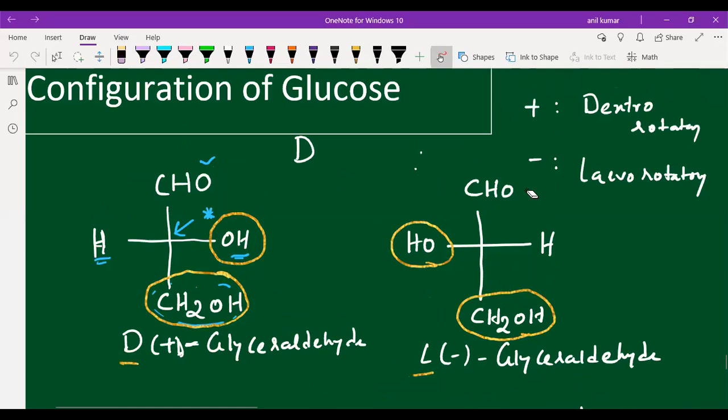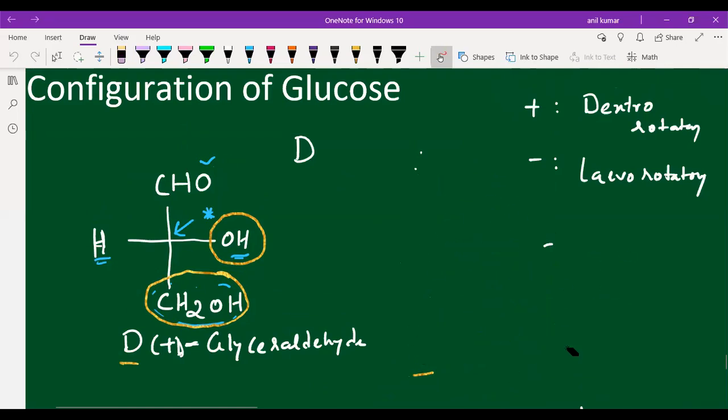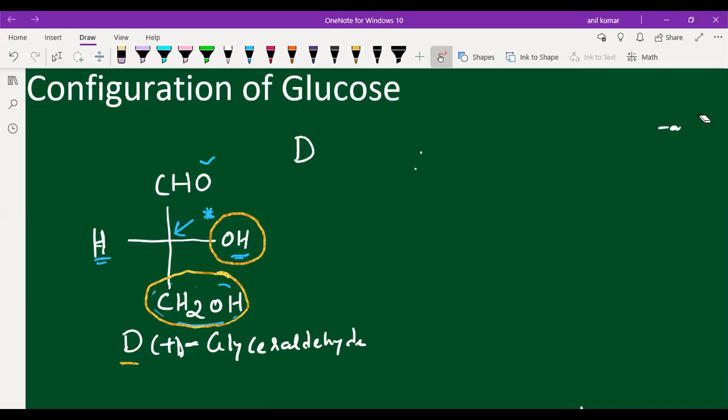So here I am drawing the structure of glucose. Now I am comparing this glucose structure with the glyceraldehyde structure.